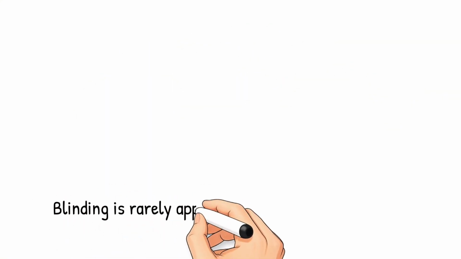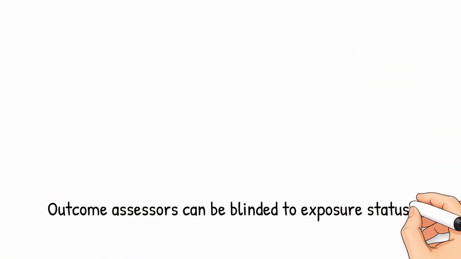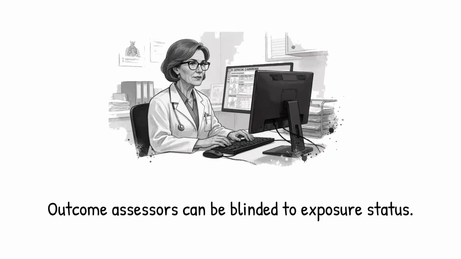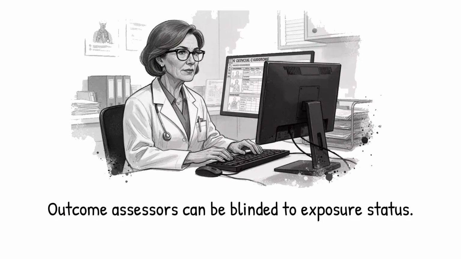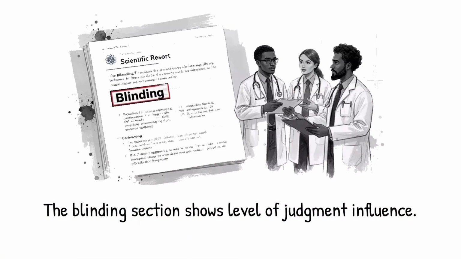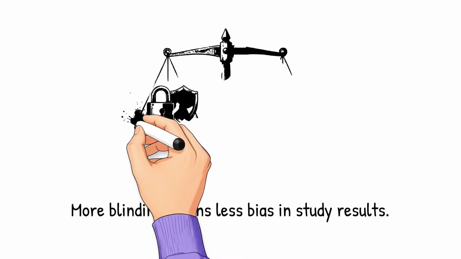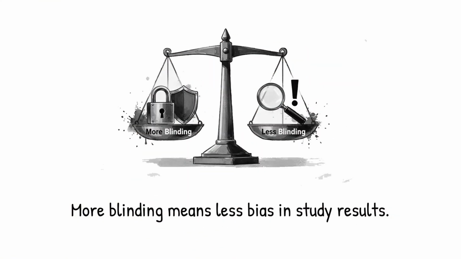In observational studies and retrospective cohorts, blinding is rarely applicable in the traditional sense. You cannot blind a patient to their own smoking history. But in these designs, the outcome assessor can still be blinded to the patient's exposure status. And when this is done, it should be reported. A blinding section tells you how much human judgment, with all its conscious and unconscious biases, was allowed to influence the results. The more blinding, the less room for bias. The less blinding, the more carefully you should read the conclusions.